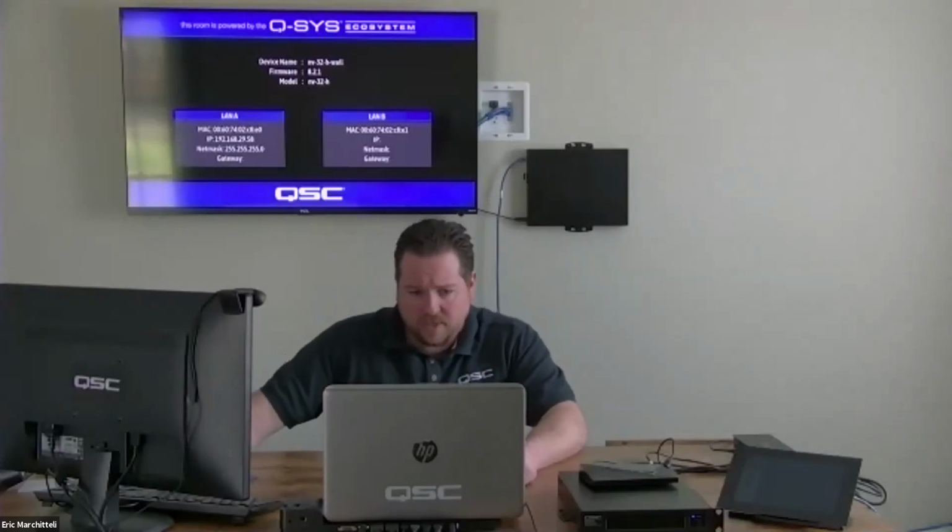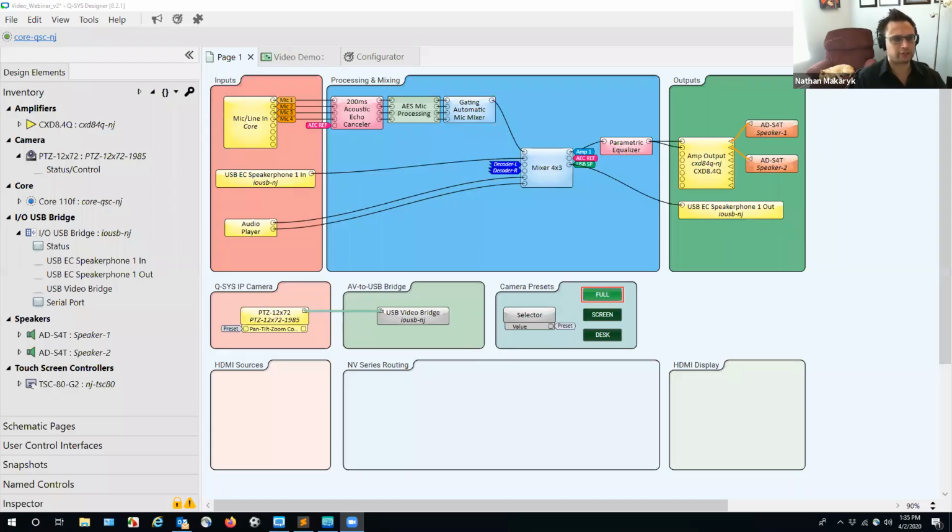So let me share my screen and go back into Designer. Just before you jump into that, Eric, we got a question. Sure. The question is, what is the bandwidth usage for 4K video and USB? Other AV over IP systems require planning to make sure that the USB and video streams are not exceeding the network bandwidth. Yep.